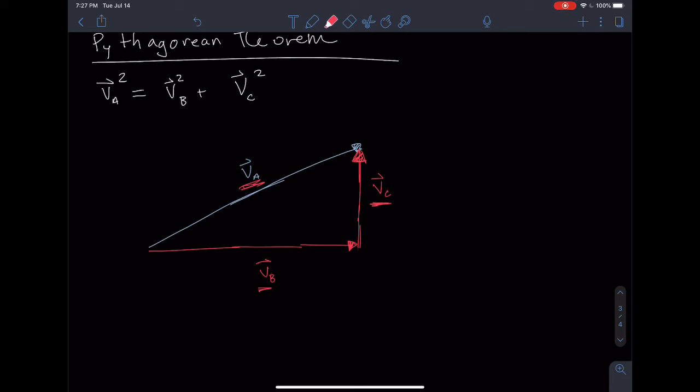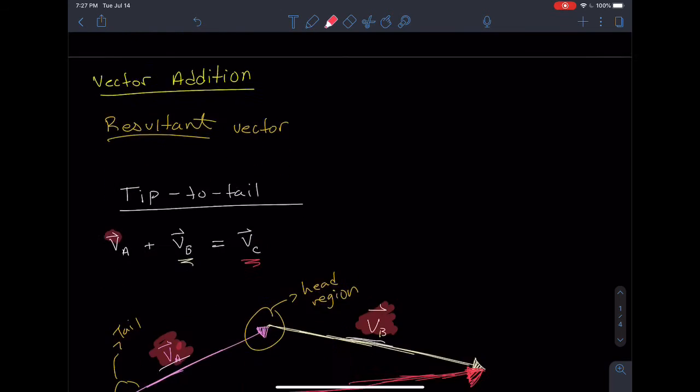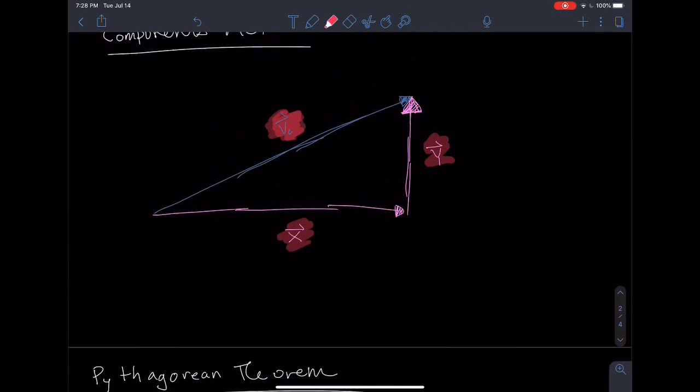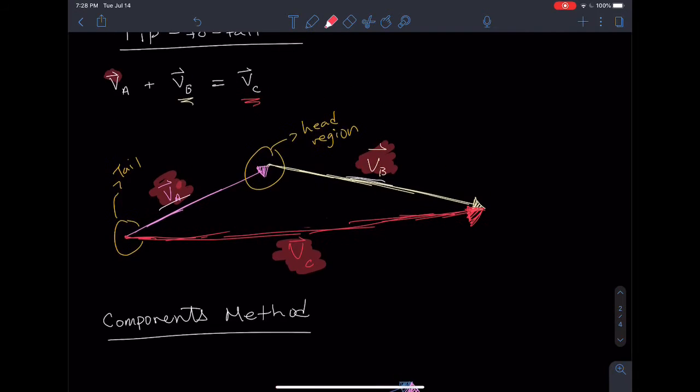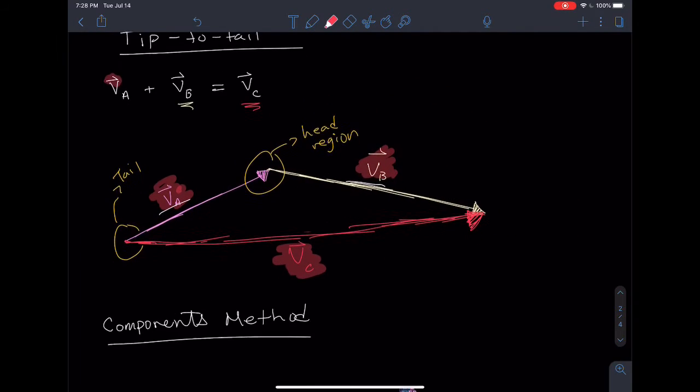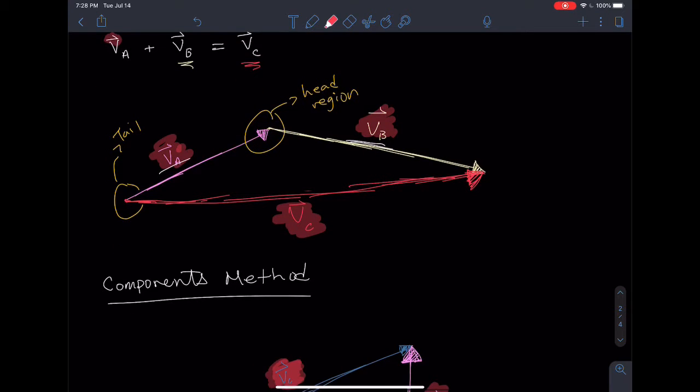I really want to explore some examples because it's great that we know the theory, but the best way to study for the MCAT is to do these practice questions. So basically, in me explaining the tip to tail method, this is pretty much the extent of what we're going to get here. So just understanding how we connect these two vectors together.